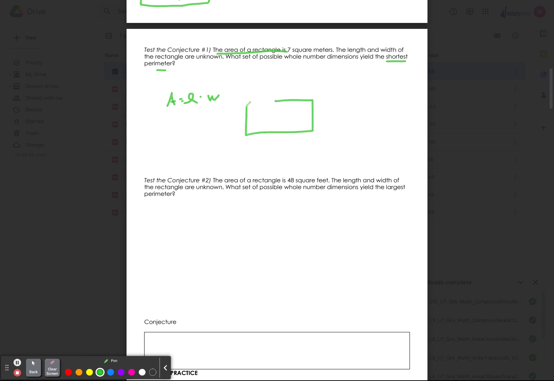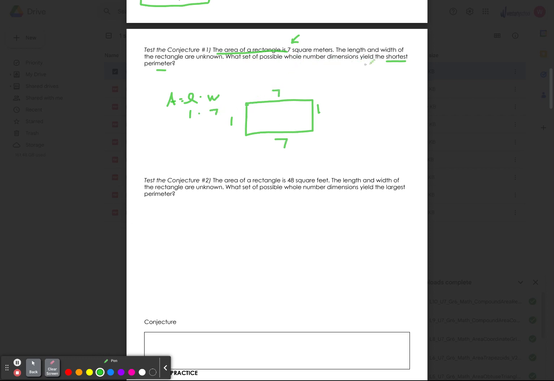So we've annotated. We now have our model, which is actually drawn out the rectangle. The only values that we can multiply that will give us 7 is 1 times 7. So we'll add 1, 7, 1, 7. So 1 times 7, length times width, gives us 7.